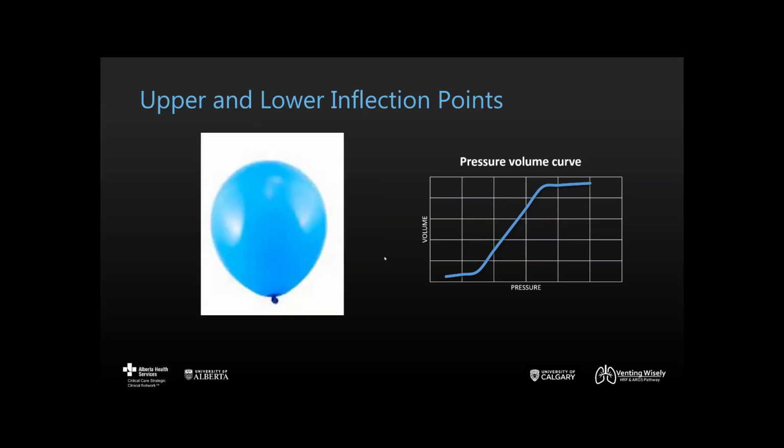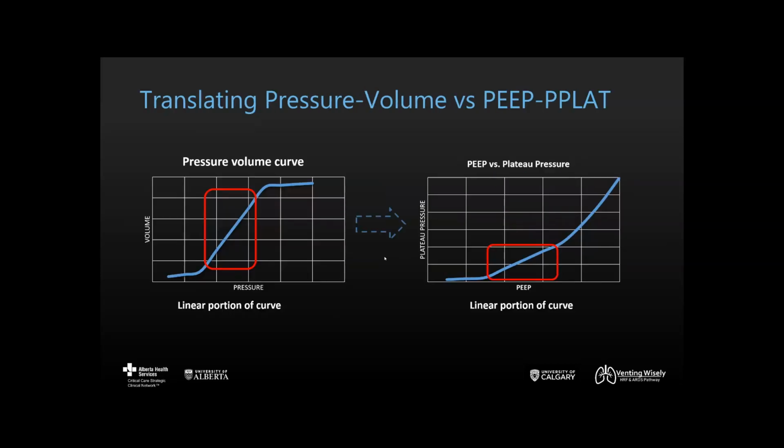And finally, it becomes more difficult to continue delivering a volume into the balloon as it reaches its maximum size. And this is the upper inflection point. And again, it could take 2 centimeters of water pressure to deliver 1 ml in volume. Although the example used in the previous slides involves a pressure and a volume, this still translates when using a pressure versus a pressure curve, as we are using the comparison of PEEP and plateau pressure.